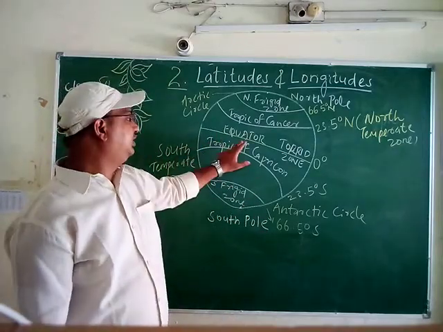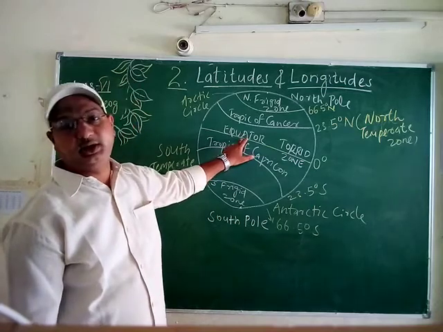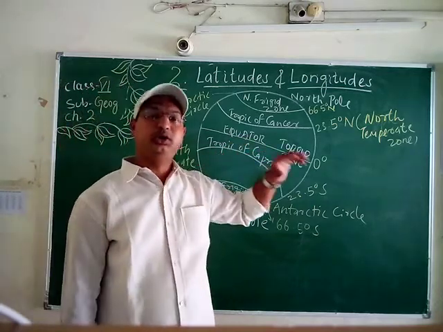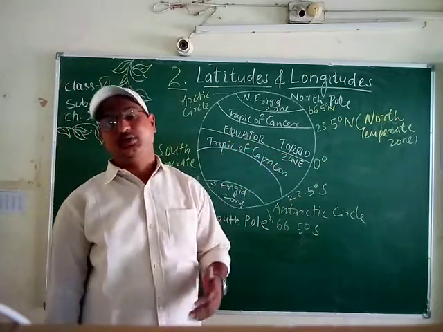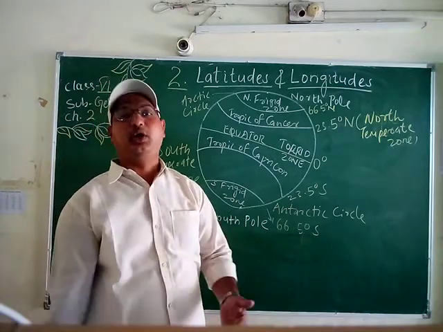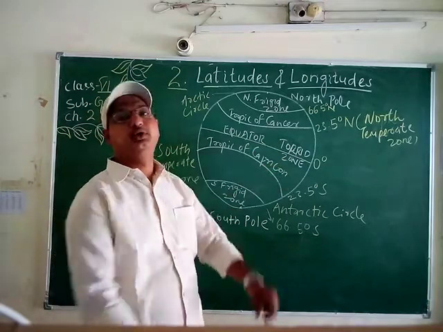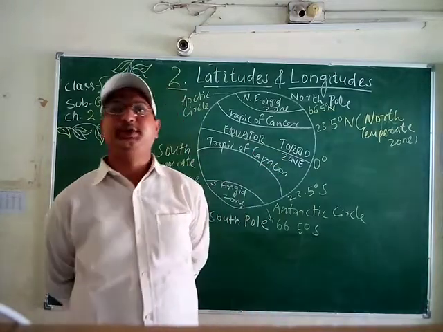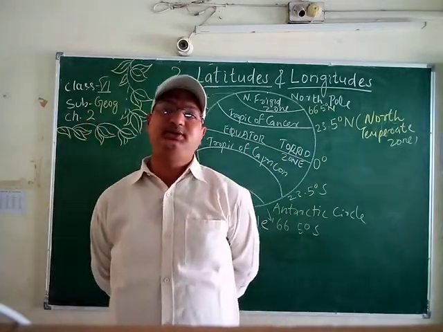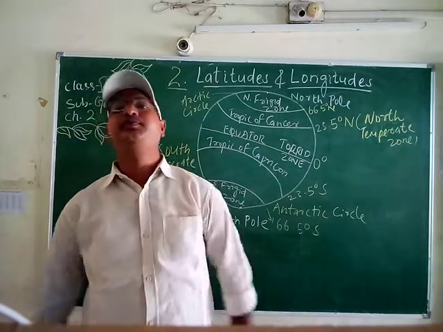You can see the equator, it is a very hot area. The area near the equator, or the countries through which the equator passes, are very hot because the sun's rays fall directly here. So the torrid zone is a heat zone. It receives the direct rays of the sun and therefore receives the maximum heat.